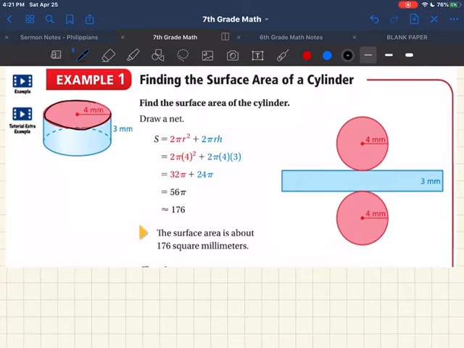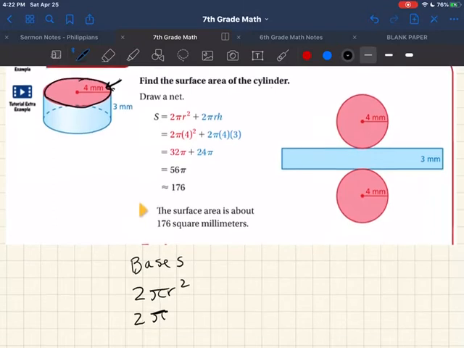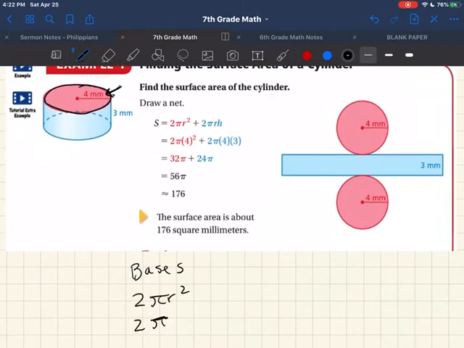Okay, so we've got our circle here. And now, for the bases, we're going to use 2 times pi r squared. So we've got the 2 pi, and then we need to know the r. Well, they've given us the r. Remember, the radius is halfway. It's from the center to any point on the outside of the circle. So it's half of the diameter. Diameter's all the way across. Radius is half of that. So the radius in this case is 4.